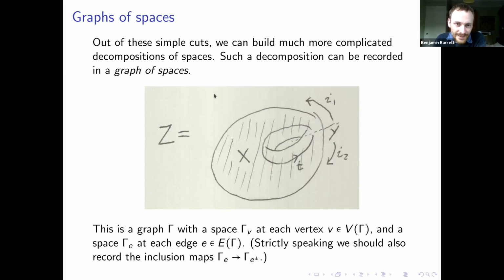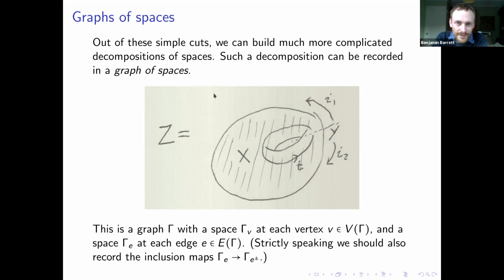And then also, just like how before we needed to record the information of how y includes into x1 and x2, and later how y includes into x by these maps I1 and I2, the graph should also come with the information of how gamma e includes into gamma e plus and gamma e minus, where e plus and e minus are the two endpoints of e. So to say that again, a graph of spaces is a graph gamma with a space at each vertex and each edge, and then for each edge, two continuous maps that include the space gamma e into the two spaces at the endpoints.